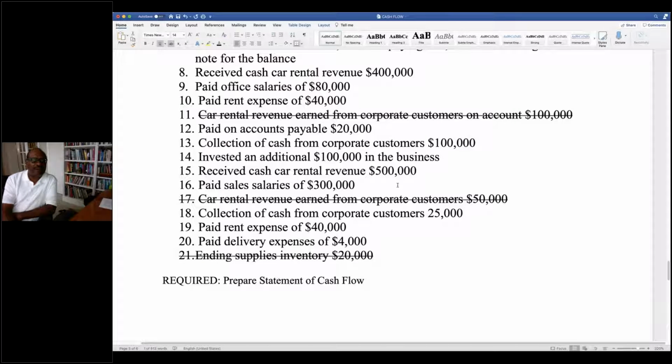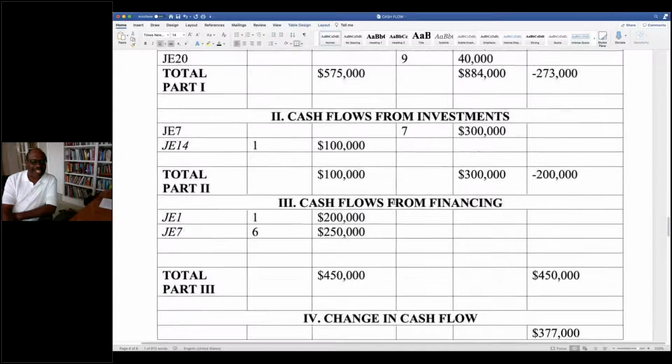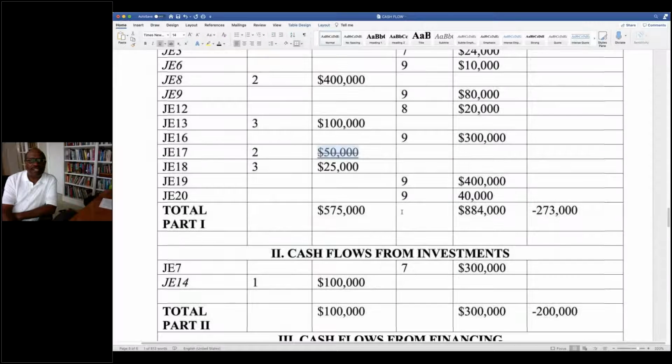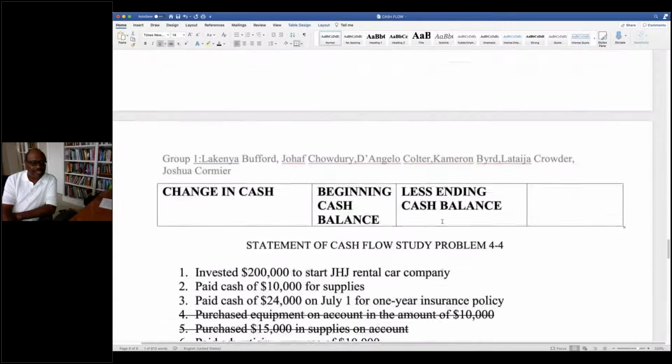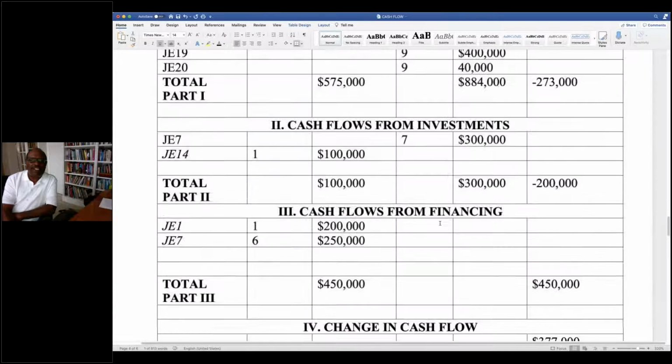Collection of cash from corporate customers, confused with 15 and 2, the type. 25,000. So we need to do paid rent over. Expense 40,000. Yes, we need to do this over. And it's 19. So why did you pay 400,000?